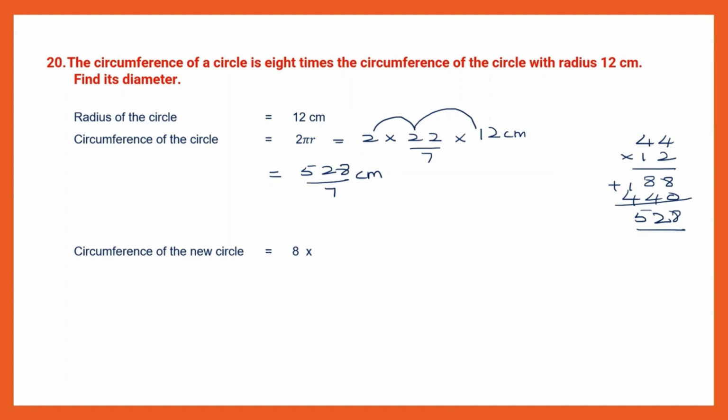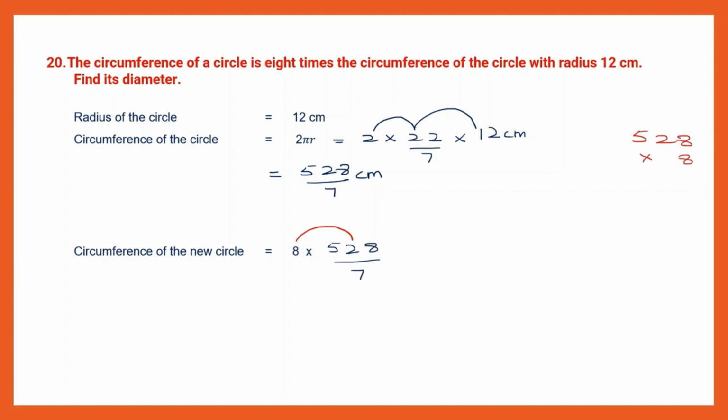Now the circumference of the new circle is 8 times this circumference. So 8 into 528 by 7. Let's multiply 8 into 528. 8 8s are 64, carry 6. 8 2s are 16, plus 6, 22, carry 2. 8 5s are 40, plus 2 is 42. So we've got 4224, which is the new circumference. So 4224 by 7 centimeters. This is the circumference of the new circle.